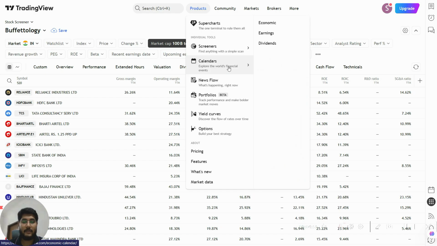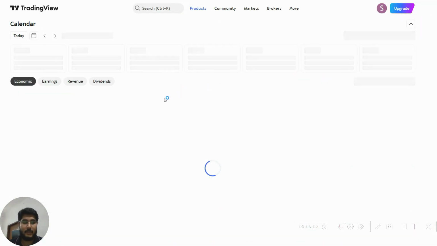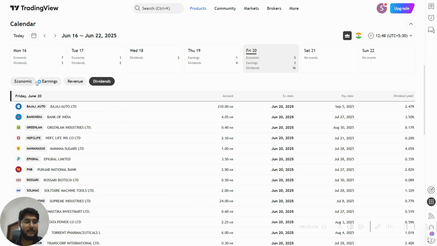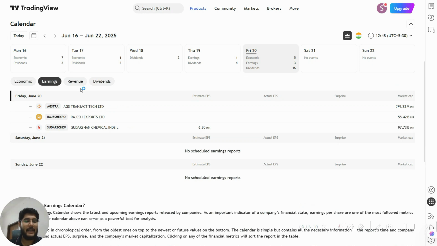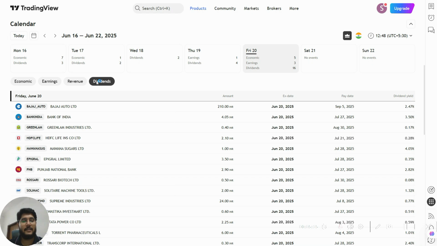We check the calendar, right? So if you see, this is the dividend calendar. So first of all, it has economic calendars, then earning calendars, then revenue calendars. It also has dividend calendars, right? So you see, if I go to today, which is the 20th of June, the stocks that are giving a dividend today are here.